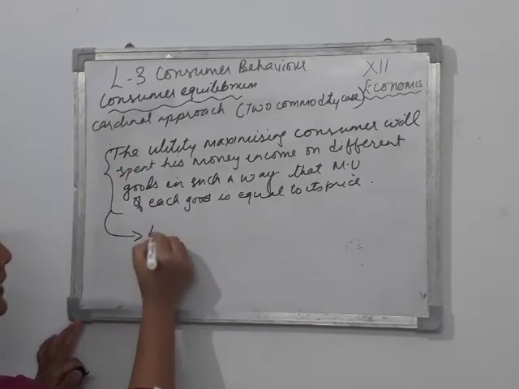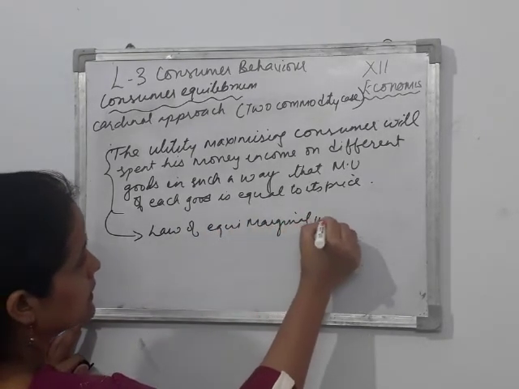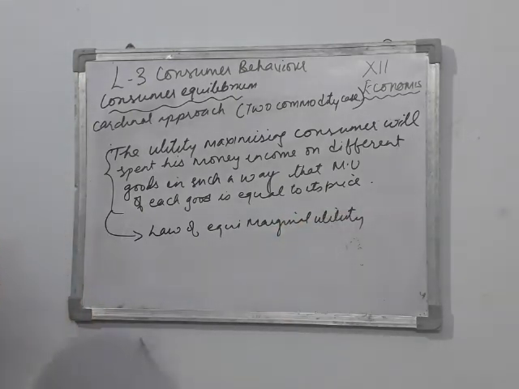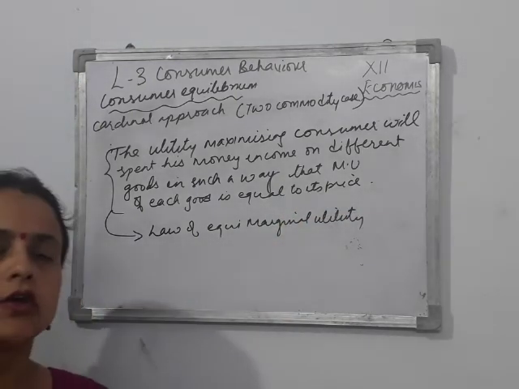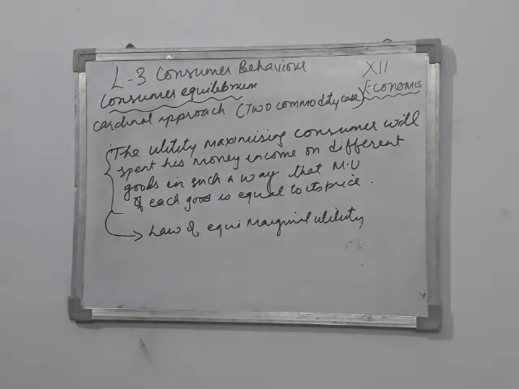Another way, if you want to understand the law of equimarginal utility, what does it say? Again, try to understand, children, because this is a long theory, so I'm going to go at a very slow pace so that you understand each and every part of it. So the utility maximizing consumer, see, I'm explaining the basics which we need to understand first to learn the cardinal approach to the two commodity case. The utility maximizing consumer will spend his income on different goods in such a way that the marginal utility of each good is equal to its price.